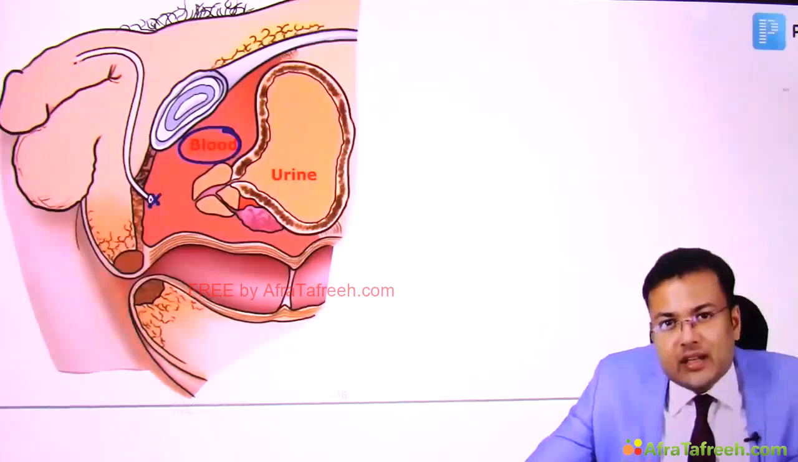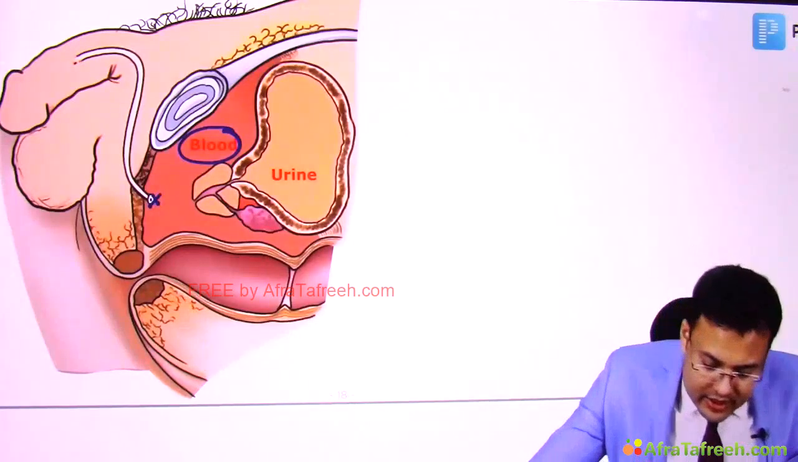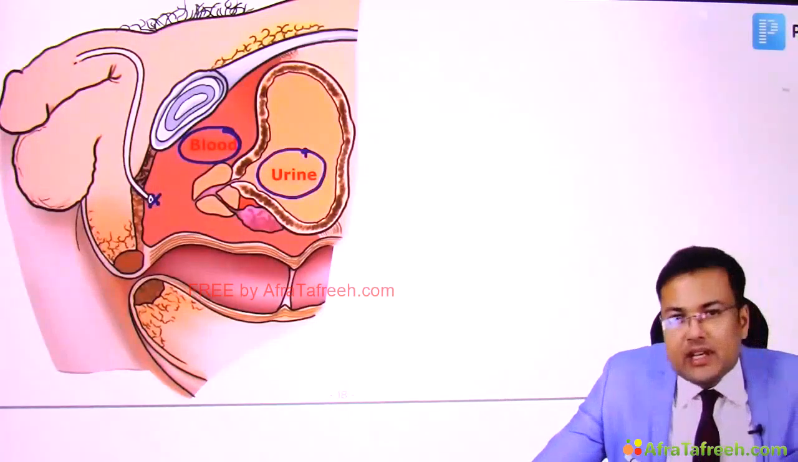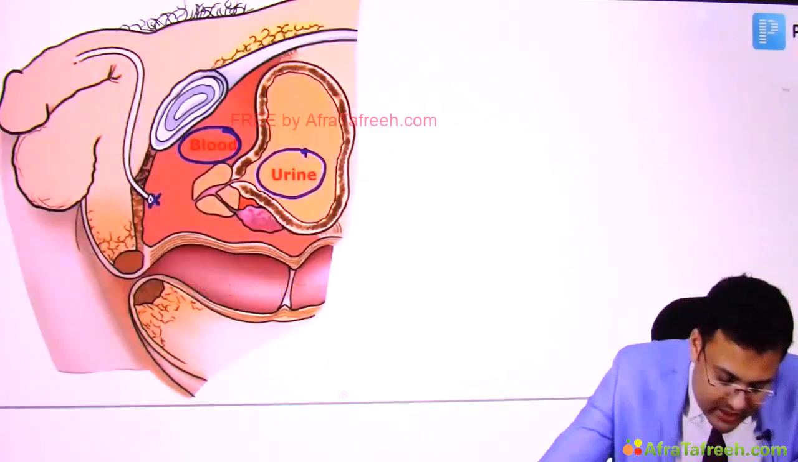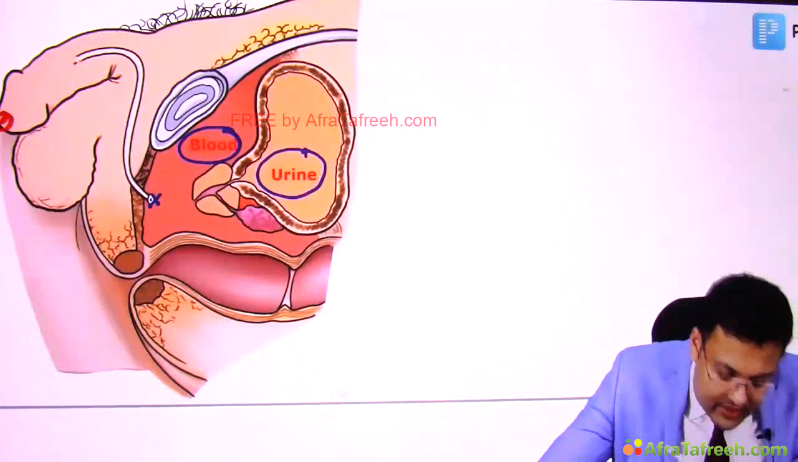So where is the collection? The collection of blood occurs in the pelvis, so this patient will be having pelvic hematoma. Clear? So what happens? There is urinary retention because of urethral injury, there is blood collection in pelvis, so pelvic hematoma, and at meatus you will notice that there is presence of blood.